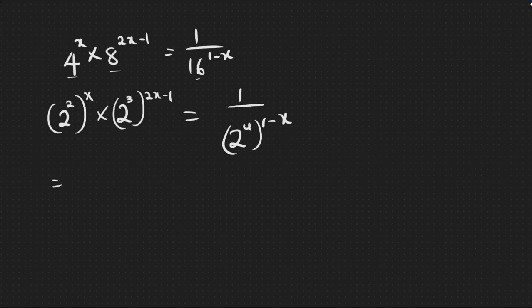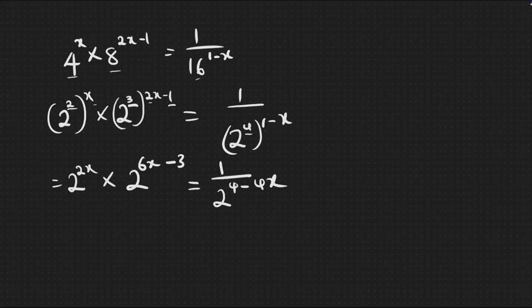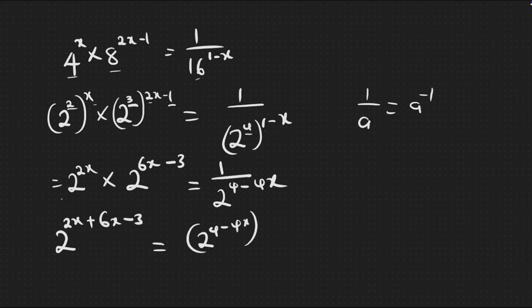So this one here is going to be 2 times x is 2x, so 2 raised to power 2x times 2 raised to power 3 times 2x is 6x, and 2 times minus 1 is minus 3, is equal to 1 all over 2 raised to power 4 times 1 is 4 minus 4x, right? So in this case, since the bases are the same and there is multiplication between them, we are simply going to add the powers. So we will say 2 raised to power 2x plus 6x minus 3 is equal to, so converting from 1 all over a is equal to a raised to power minus 1, we can say this one is the same thing as saying 2 raised to power 4 minus 4x to the power of minus 1, right?